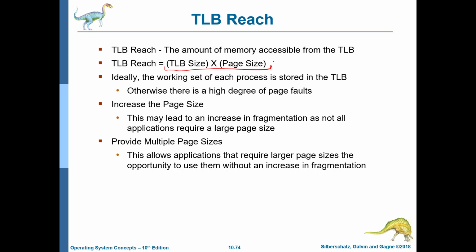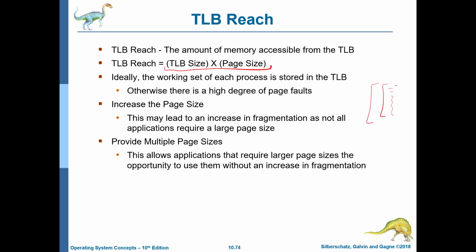Ideally, what we want is that the working set of each process will fit within the TLB in totality. Otherwise, there will be a very high degree of page faults. One thing we can do to improve the performance of the TLB is to increase the page size, particularly if we have a sequential access pattern. If there is a large amount of sequential data, we can have a huge page that contains all of it.